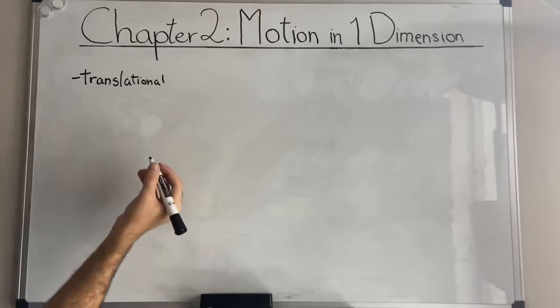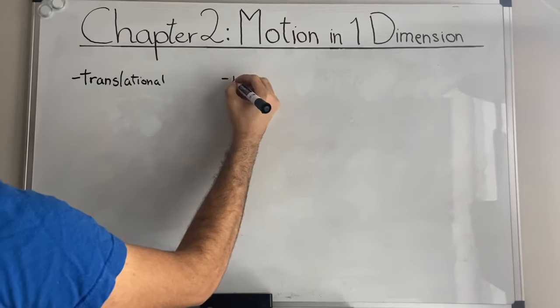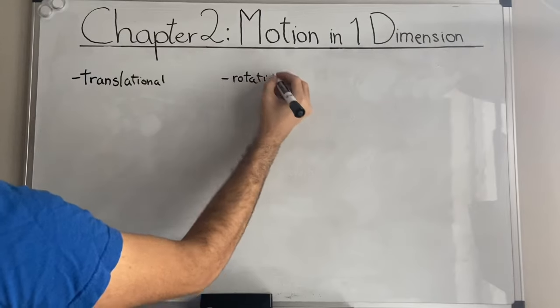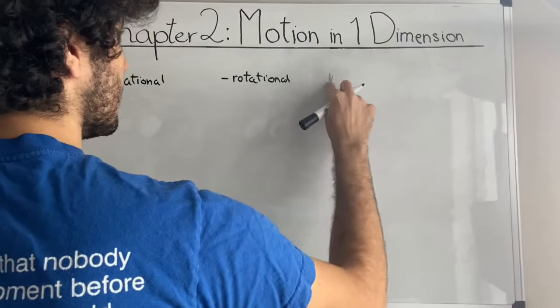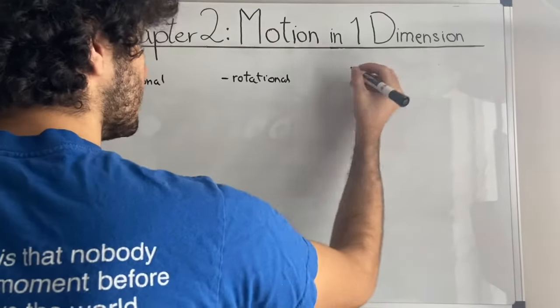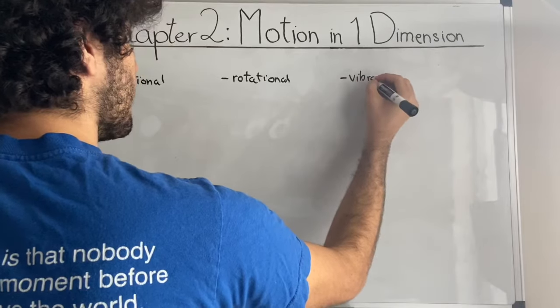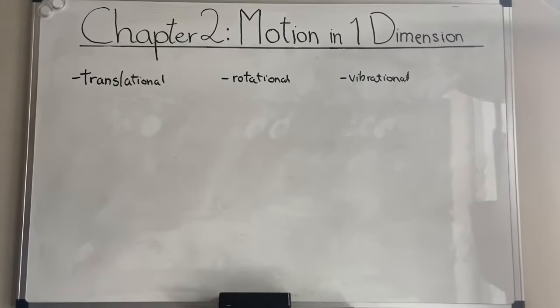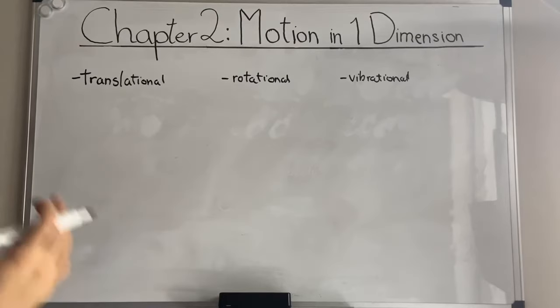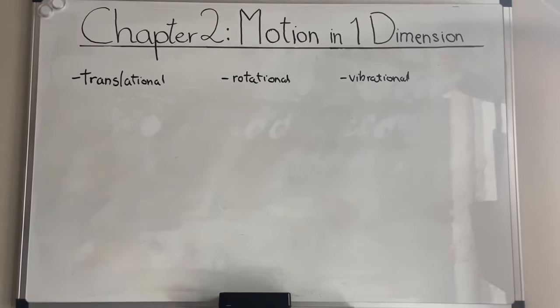So, translational. We also have rotational. And finally, we have vibrational. You might have already heard about all of these, but let's try and describe these different motions, right? And these are the three different types of motion that we can face, right? So basically, translational, a good example of that is, well, a car traveling down the highway.